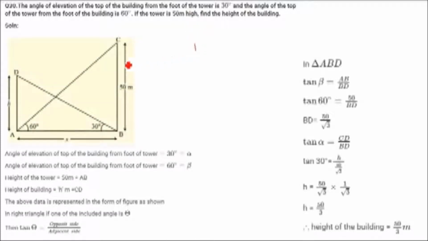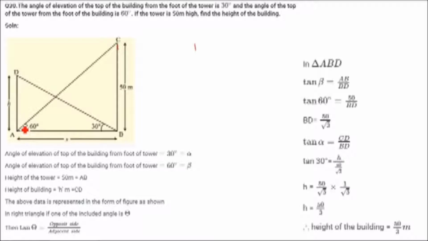The angle of elevation of the top of a building from the foot of the tower is 30 degrees, and the angle of elevation of the top of the tower from the foot of the building is 60 degrees. The tower is 50 meters high. Find the height of the building. So we have a 50 meter tower, and we have a building.